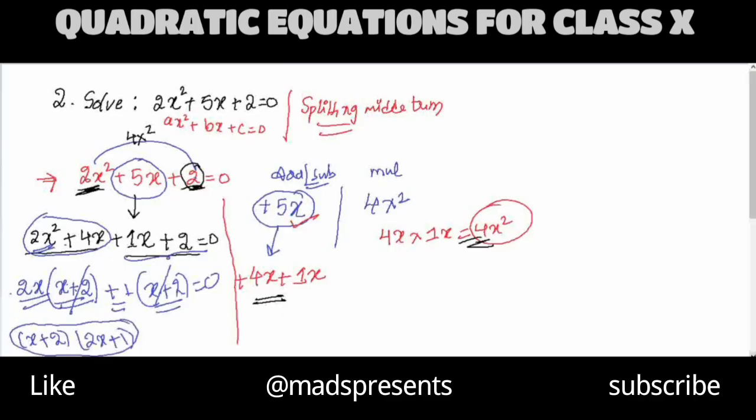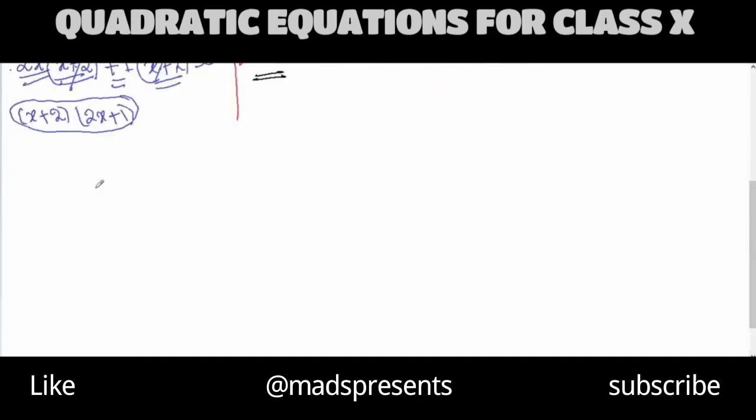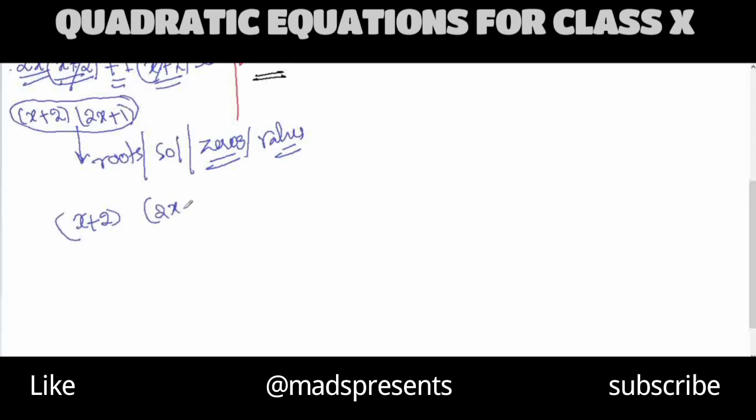If you can reach till here, if you can understand till here, then the game is almost done. So how to find the roots? We can call them roots, solutions, zeros, or values. All are the same. So here, if you observe, x plus 2 is one factor and 2x plus 1 is another factor. If you want to find roots or solutions or zeros, whatever it may be, just equate them to zero. x plus 2 is equal to 0. From this, x is equal to minus 2. Here also 2x plus 1 is equal to 0. Then 2x is equal to minus 1, and that will become x equal to minus 1 by 2.